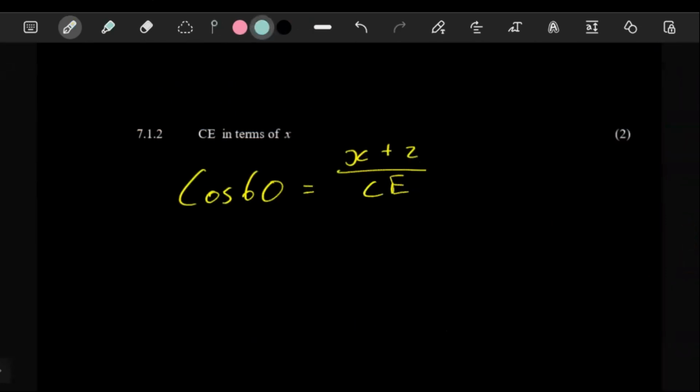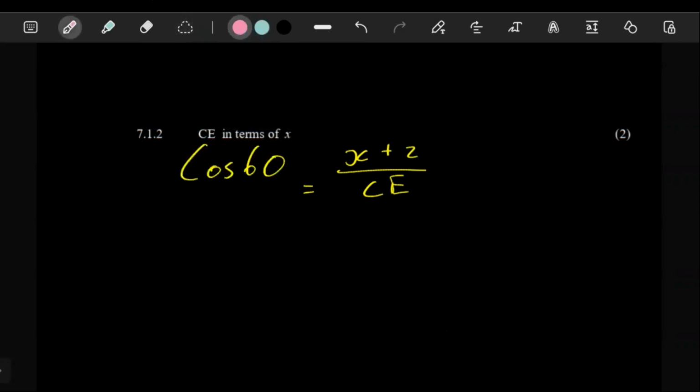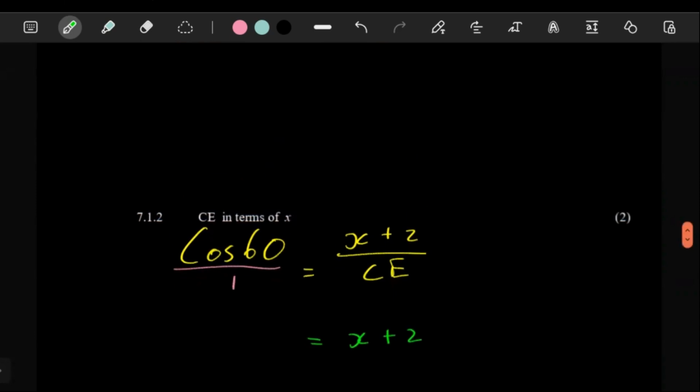And then we know that this is over 1. Let's put this over 1. Now what we need to do here is just cross multiply. So cross multiplying, we're going to say 1 times the top part there, which is x plus 2, and the bottom times cos 60. We can get that in our calculator. So there's 60 here, 30 there.